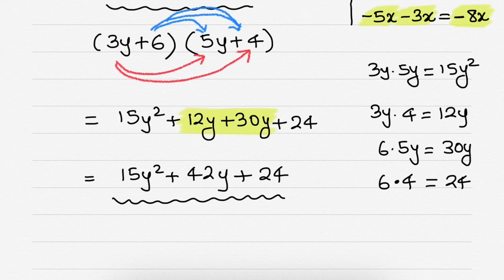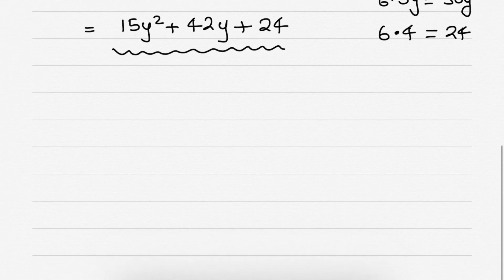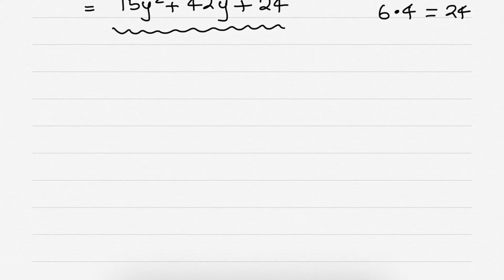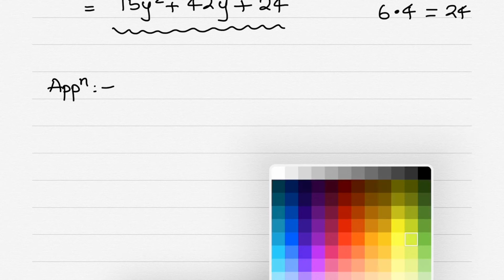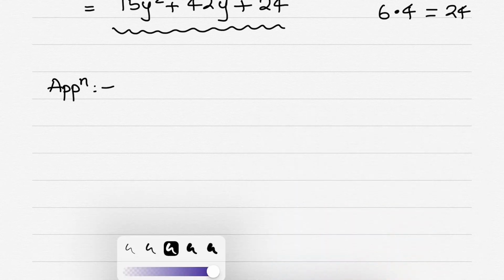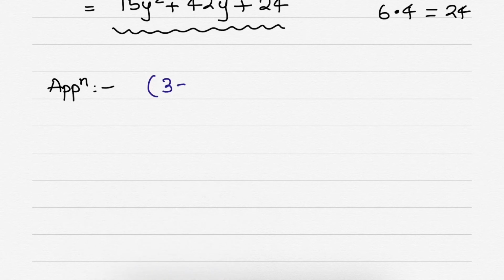And this can also apply to the application. Now, what is the application? Application of this. Let's get application. So here I will take this example into consideration. So let's do (3 minus 5) multiplied by (6 minus 2).